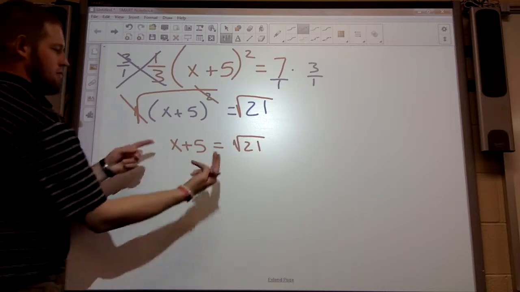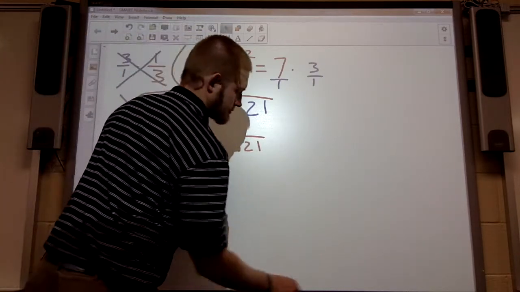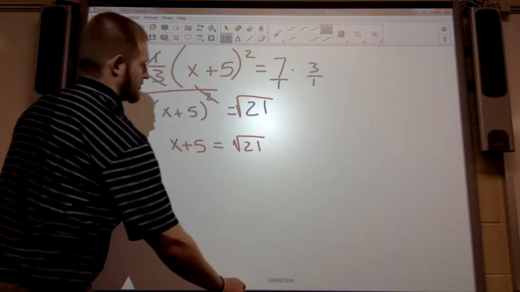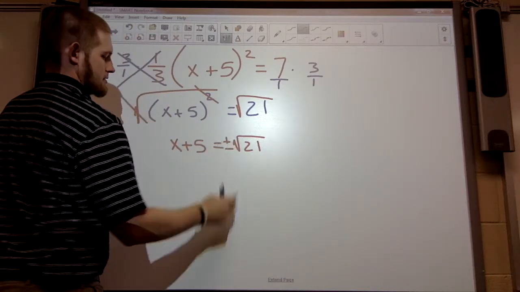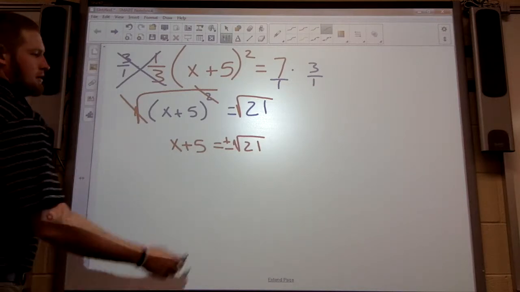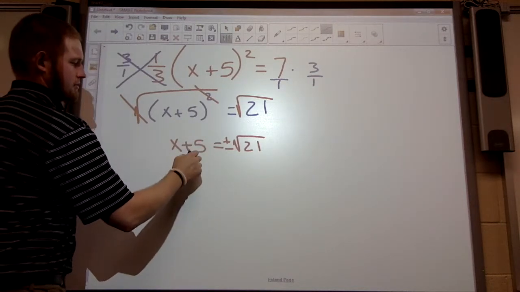Our problem is that we don't have x by itself yet. Well, how do I get x by itself? Oh, almost forgot again. Plus or minus. And it needs to be plus or minus square root of 21. We've got to get x by itself, so I'm going to subtract 5.